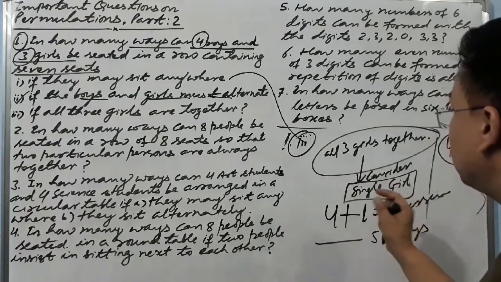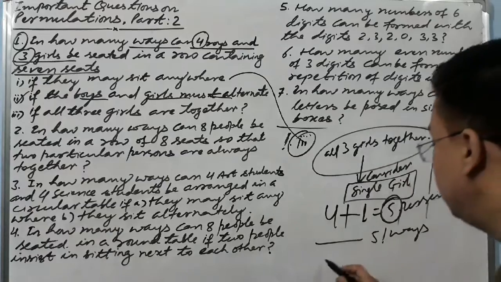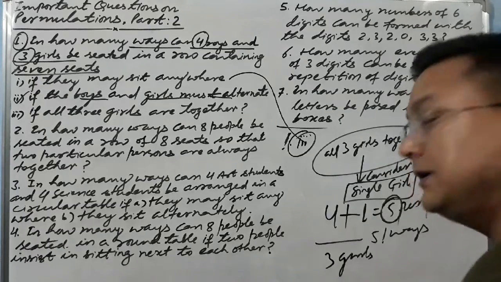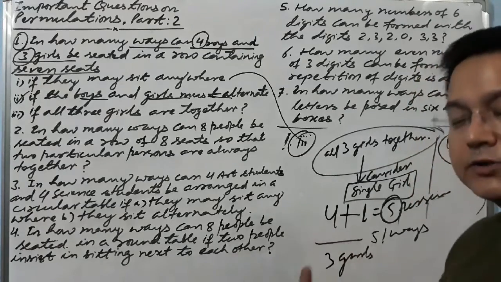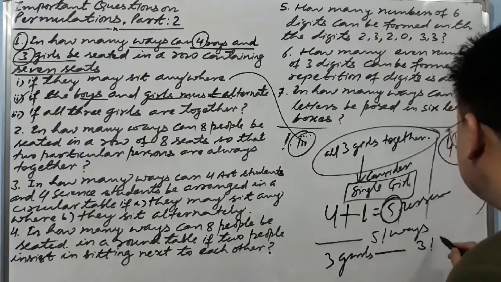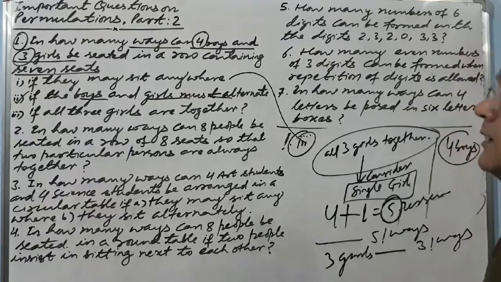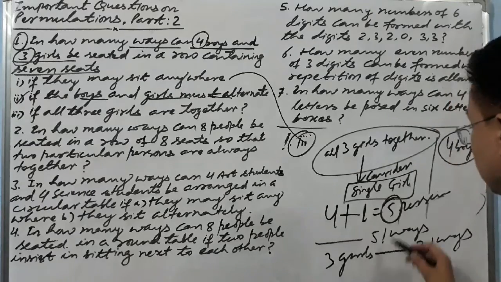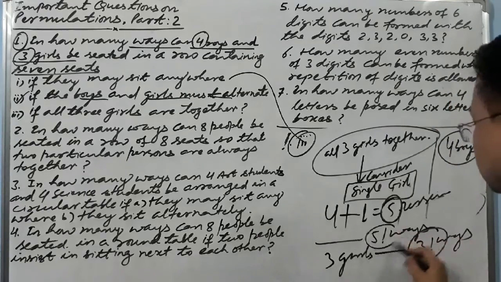But one more thing: although the 3 girls are sitting together, they can interchange their seats. The 3 girls can interchange in 3 factorial ways.